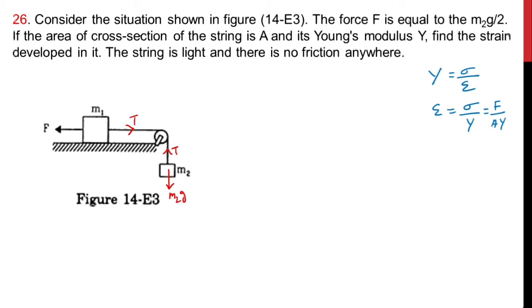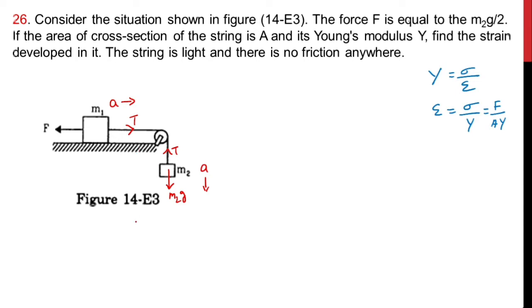Okay, so here M2g is greater. You can look at that one, F is equal to M2g by 2 only. So definitely the second block M2 will accelerate downward. At the same time, M1 will also accelerate with the same acceleration towards this side.